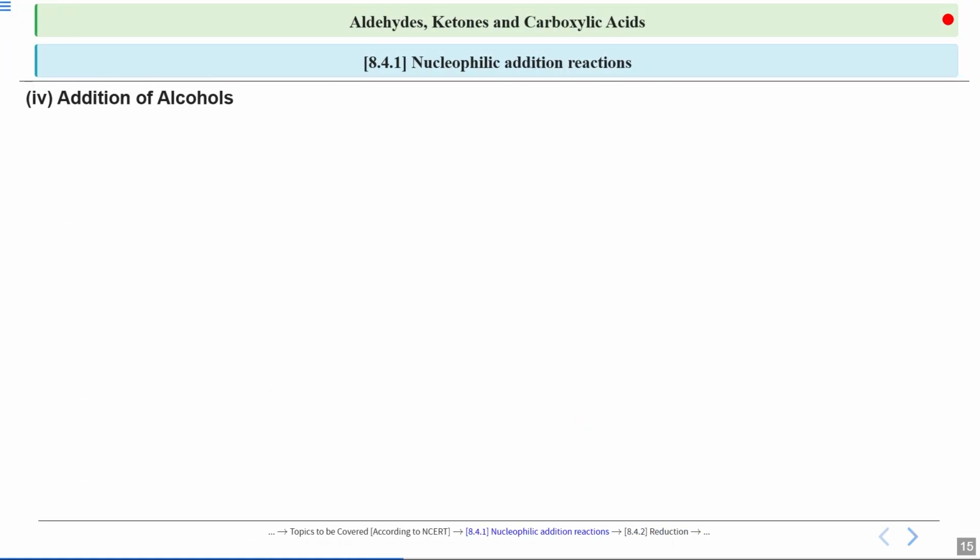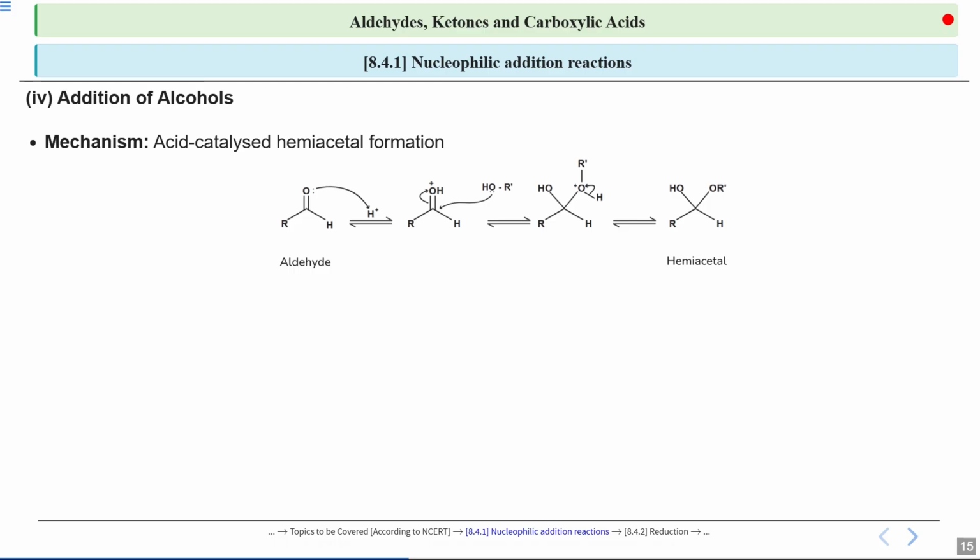If the carbon becomes more electrophilic, it will be easier for the alcohol to attack. So now we will see the mechanism. First, this process is acid catalyzed, meaning an acid helps you to speed up the reaction.